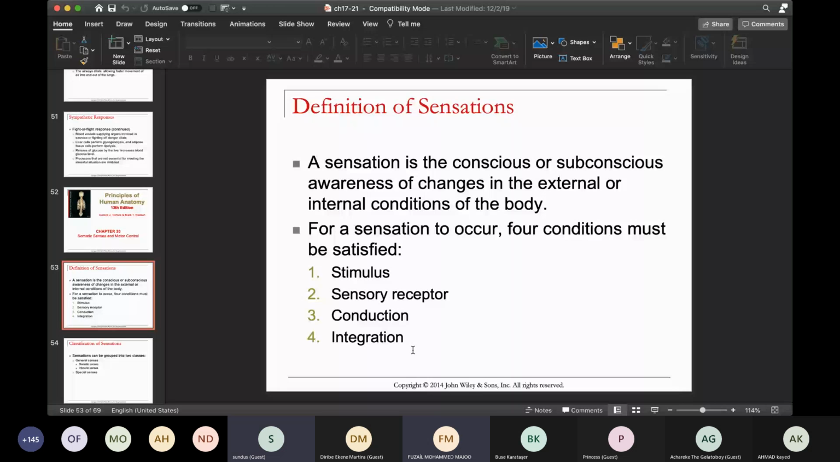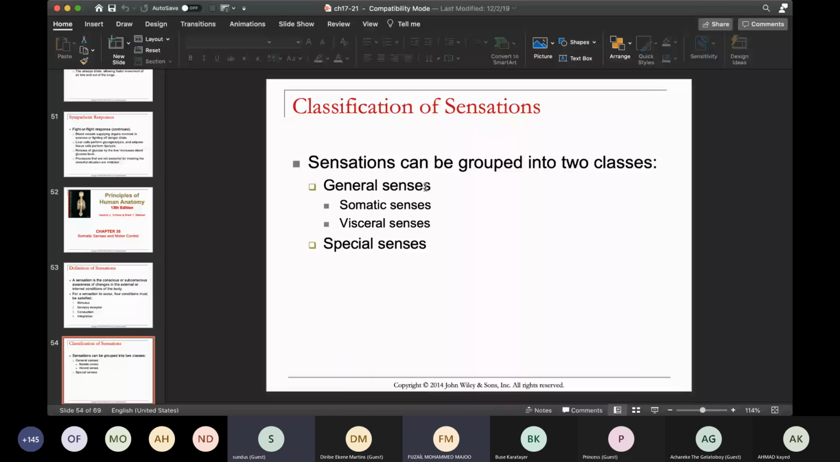Now, the next thing we talk about is sensations. They could be grouped into 2 classes: general senses and special senses. General senses refers to 2 types: somatic senses and visceral senses. The somatic senses are tactile sensations such as touch, pressure, vibration, itch, and tickle. The thermal sensations are warm and cold. Pain sensation, it's obvious. And then there's proprioceptive sensation.